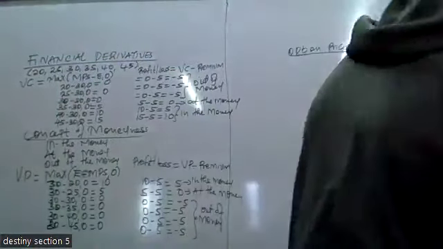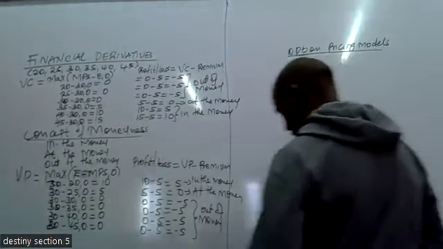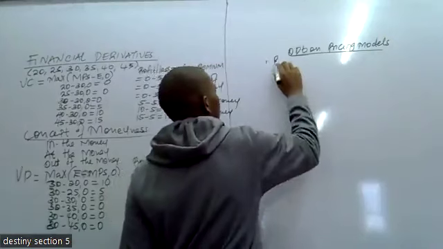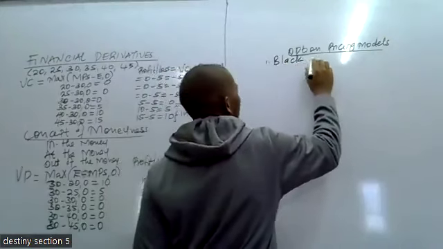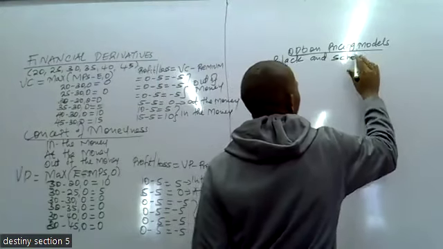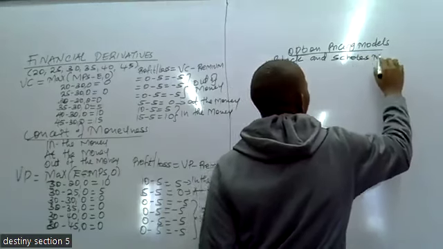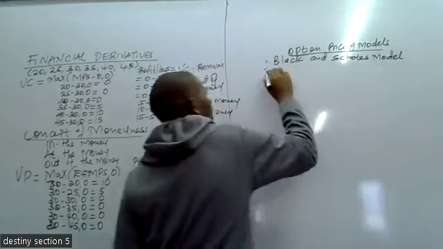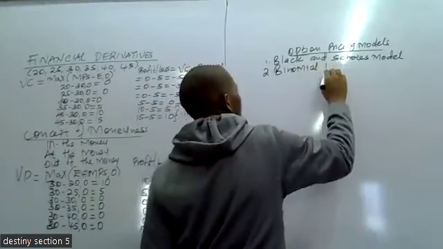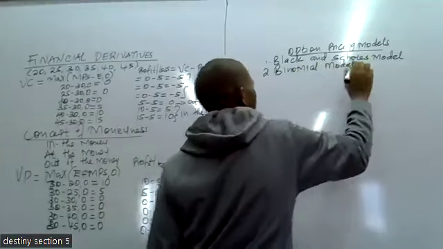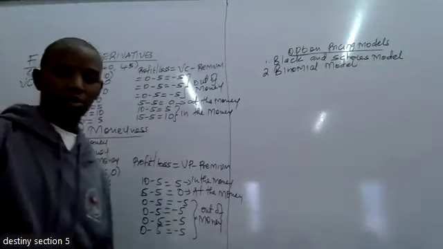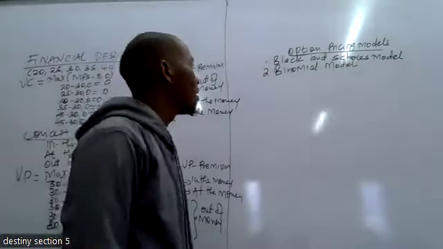Option pricing models. In this case, we have two option pricing models. One is what we call the Black-Scholes model, and number two is what we call the binomial model.